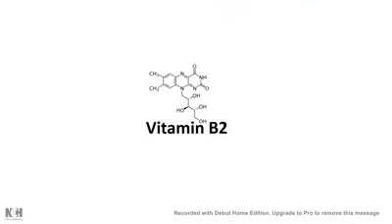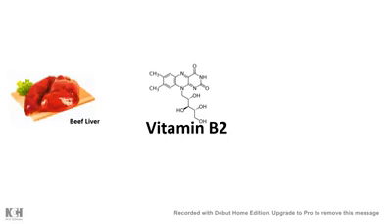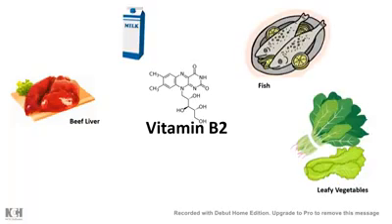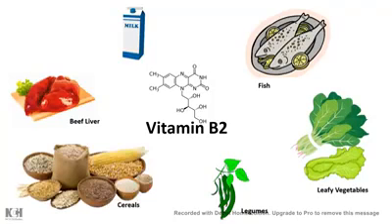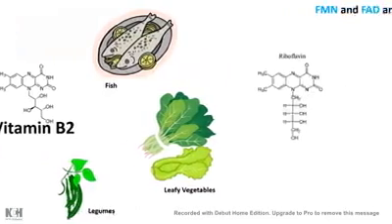Now, vitamin B2 is found mostly in beef liver or any other kind of animal liver, whole milk, fish, leafy vegetables such as spinach and lettuce, legumes, and many kinds of cereals.